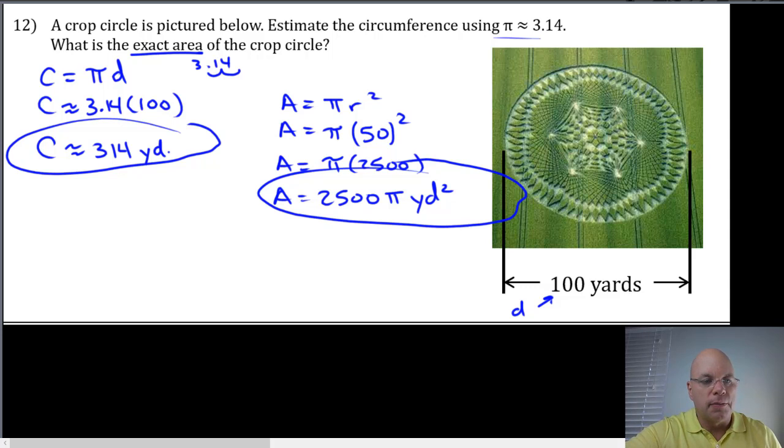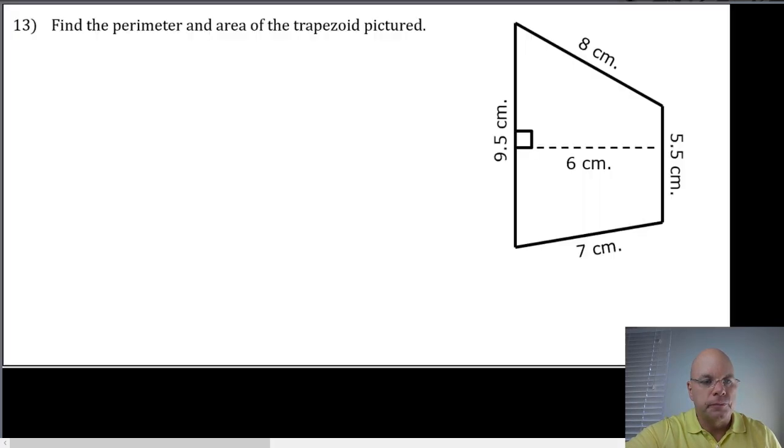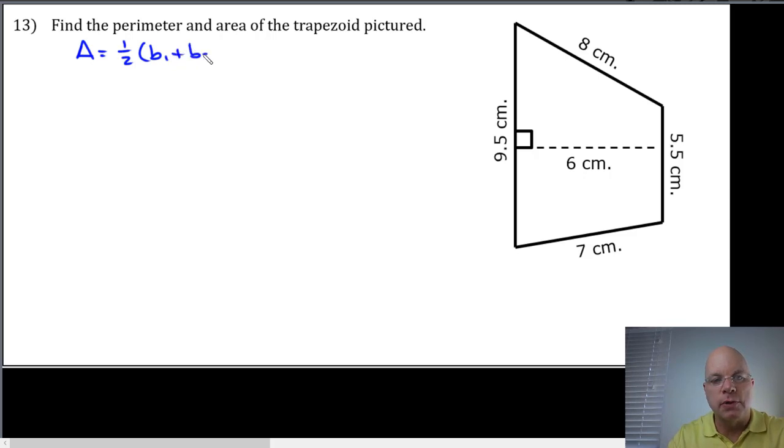Okay, problem 13. Find the perimeter and area of the trapezoid pictured. The formula for area of a trapezoid is 1/2 multiplied by the sum of the bases, base 1 plus base 2, multiplied by the height of the trapezoid. Now, we've used this formula so many times that you likely have it memorized.